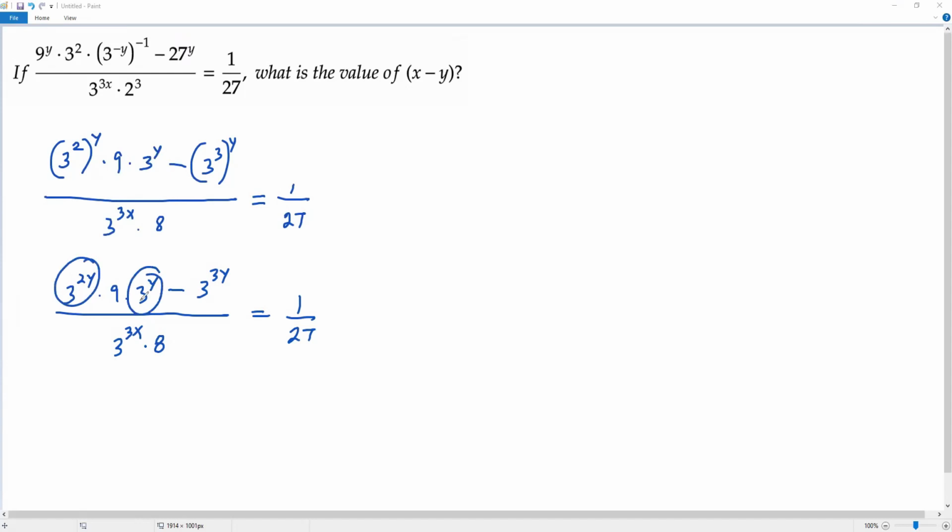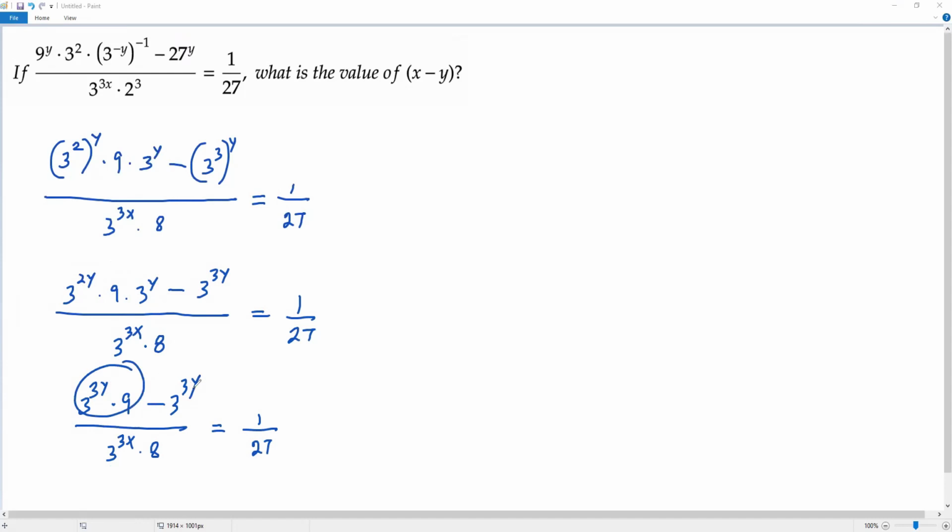Here we multiply two powers with the same base, that is 3. Whenever we multiply two powers with the same base, we take the base once and add the exponents using the product rule of exponents. When I add the two exponents 2y and y, I am getting 3y. Then we get 3 to the power of 3y. We can take this 9 as it is, that is times 9, negative 3 to the power of 3y divided by 3 to the power of 3x times 8. On the right side, we can write this 1 over 27 as it is.